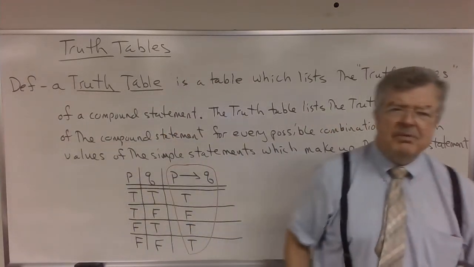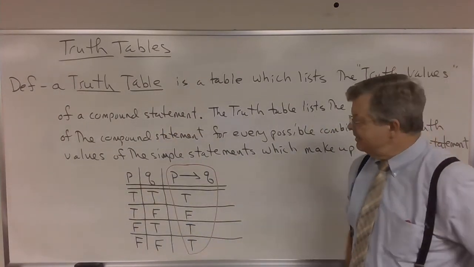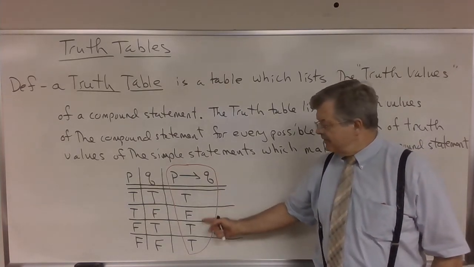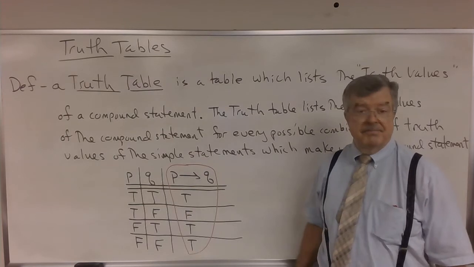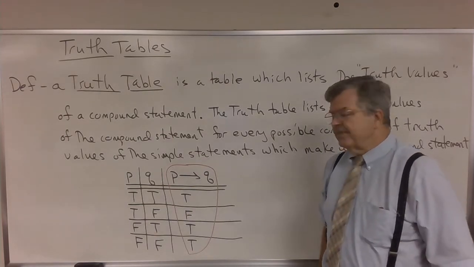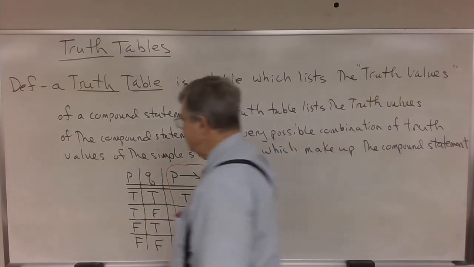Now I've told you what the truth values are, but I really didn't explain why the truth values turn out to be this way. So let's see. Let's take an example.